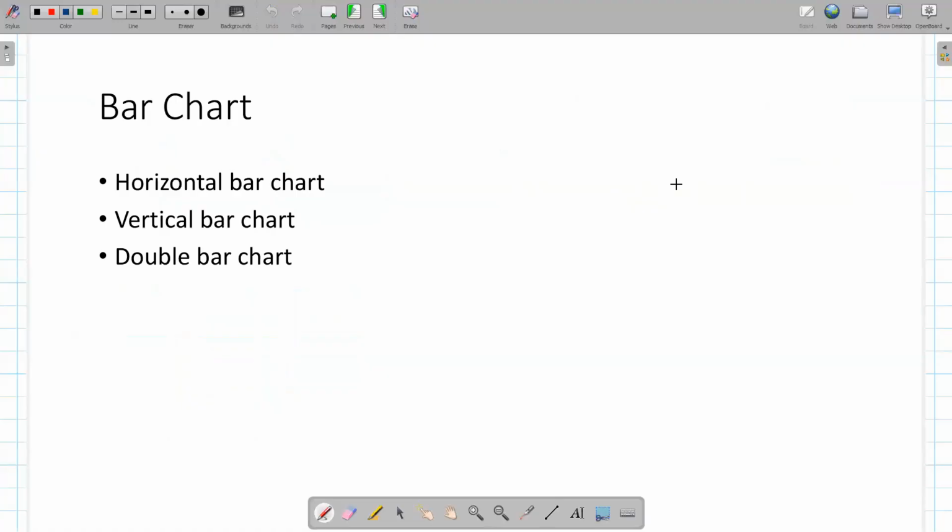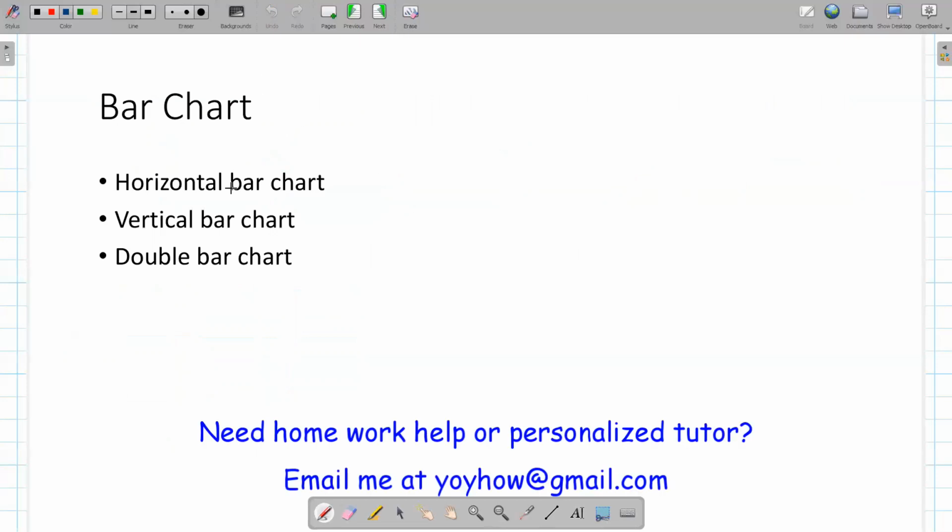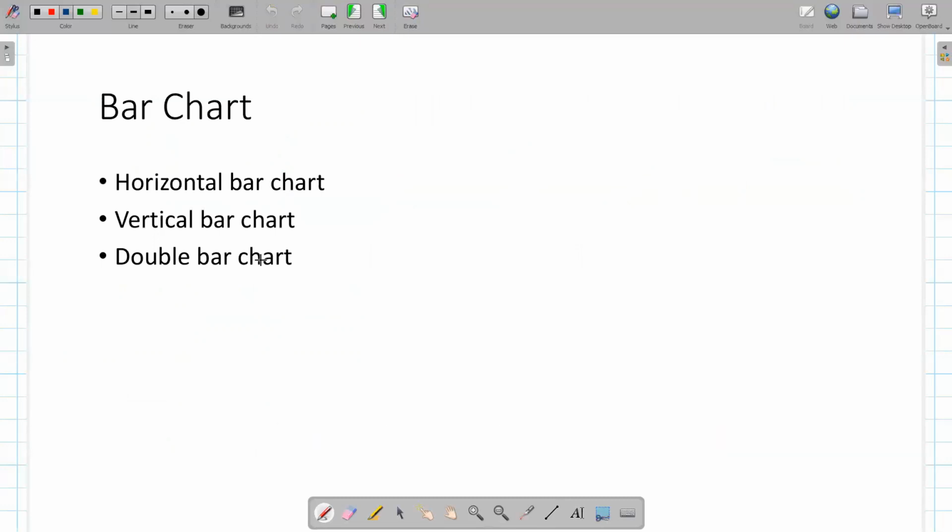We will learn bar chart. There are 3 types of bar chart: horizontal bar chart, vertical bar chart, and double bar chart. Each of the bar charts has different presentations. Later on, I will show you. Now, when do we use bar chart? We use bar chart when we want to show how a particular data is performing.